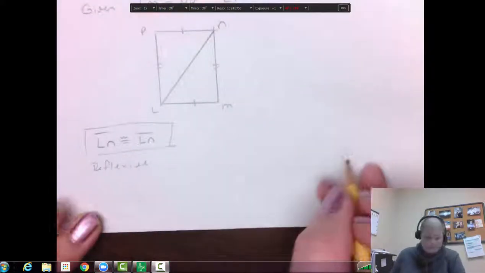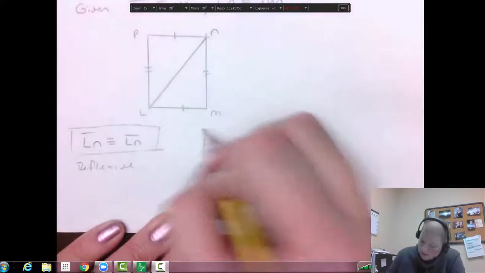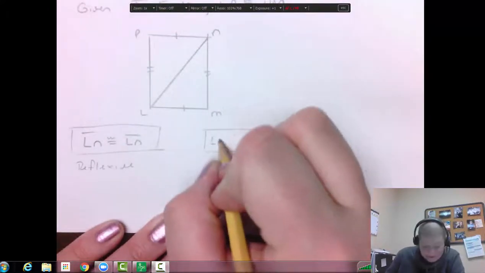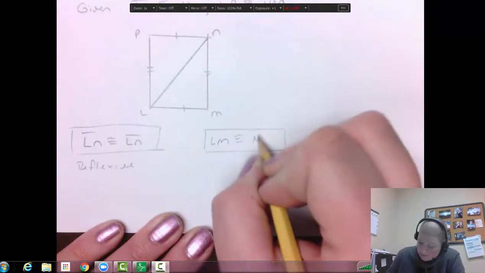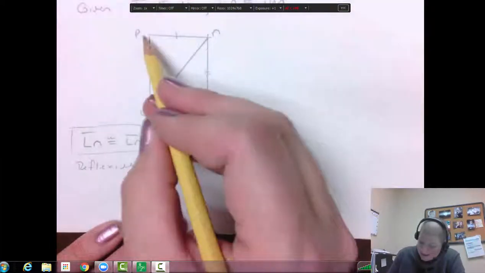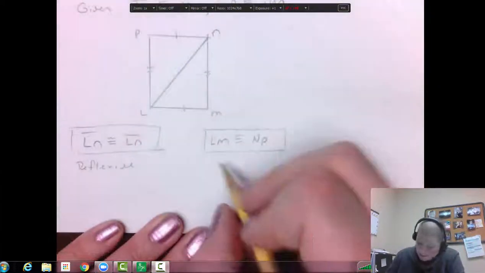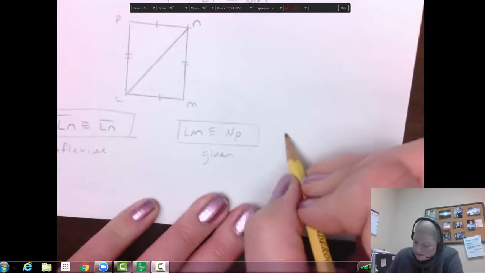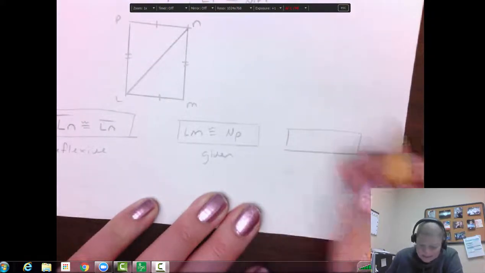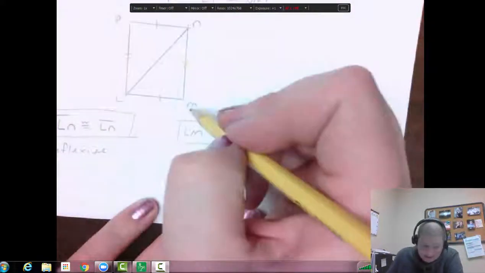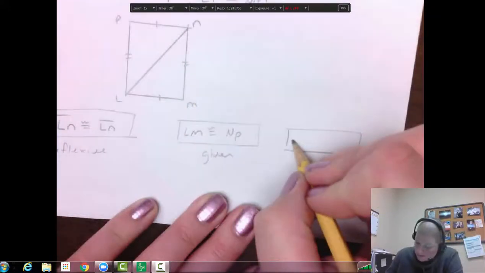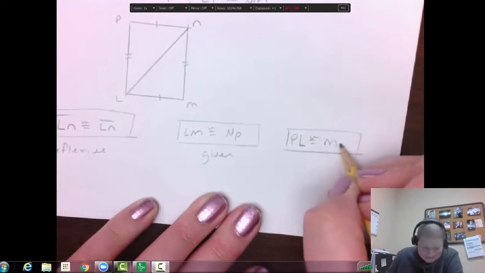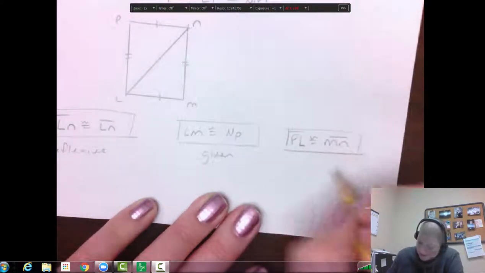Property of congruence. And we know the next little sides would be maybe LM is congruent to NP. So LM and NP are congruent, and they are congruent because we are given that information. And the last little one here that we have is that LP and MN are congruent. Maybe I'll go PL because I wrote it wrong, and MN are congruent by given.